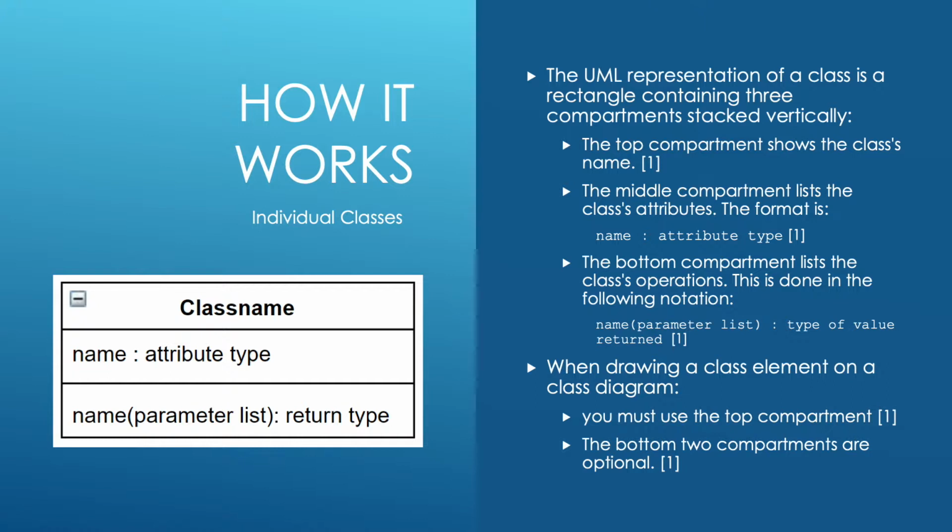The UML representation of a class is a rectangle containing 3 compartments stacked vertically. The top consists of the class's name, the middle is the class's attributes, and the bottom is the methods and operations. The notations and syntax are exemplified on the left, as well as under the bullet points. When drawing a class element on a class diagram, you must use the top compartment, but the bottom 2 are optional.